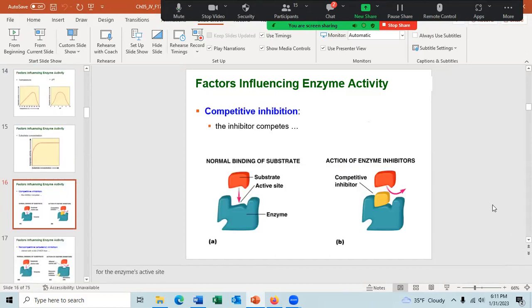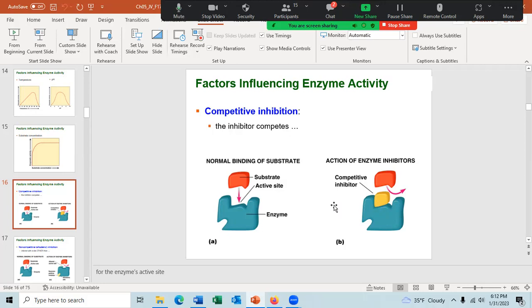All right, let's talk about competitive inhibition. Competitive inhibition is when there's an inhibitor that competes with the substrate for the enzyme. So in this case, we have a substrate and it's binding to the enzyme at the active site. We can have a competitive inhibitor by adding the inhibitor, and this inhibitor will bind to the active site and it will compete with the substrate for that active site.